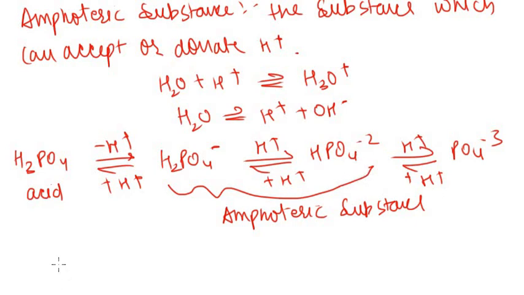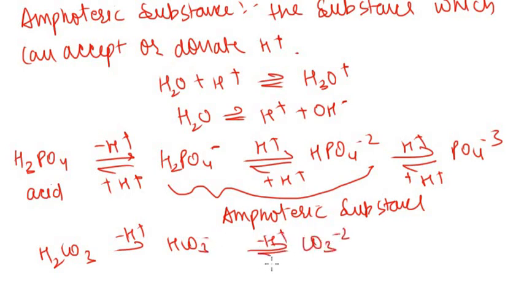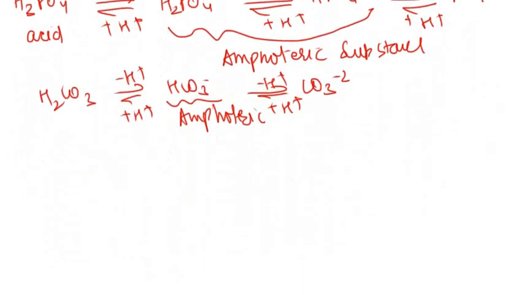Another example could be H2CO3. It can give HCO3 minus, and it can give CO3 minus 2. If we add H plus, it will form this, and if we add H plus again, it will form this. So H2CO3 can accept H plus and donate H plus. So this is also known as an amphoteric substance. So that was all about this theory.